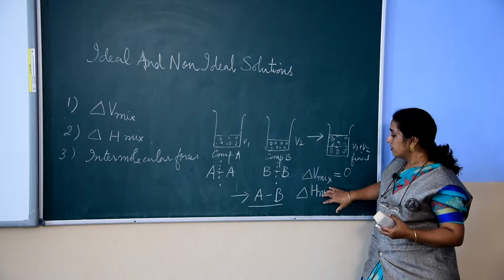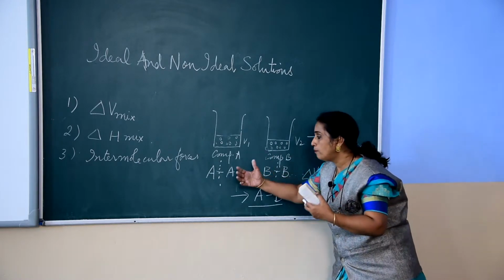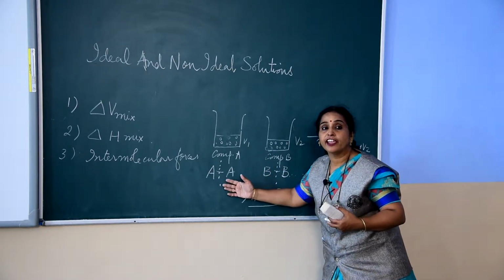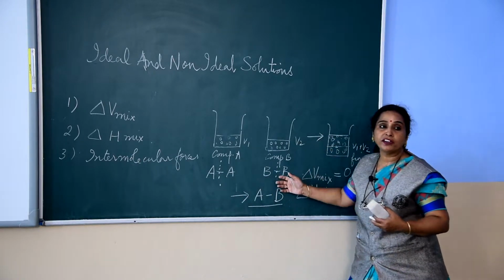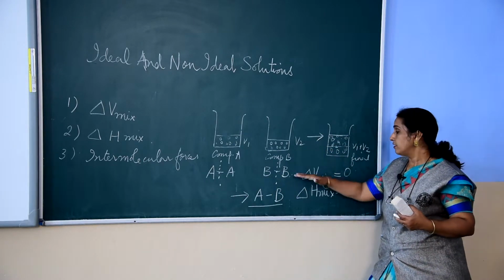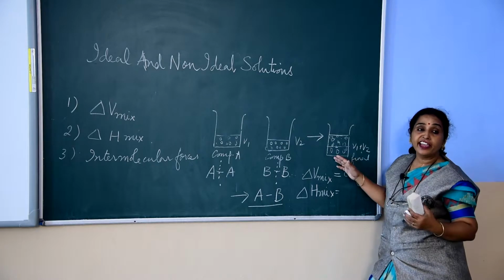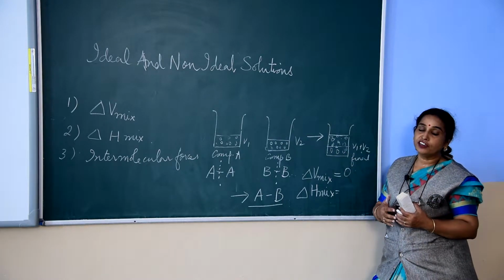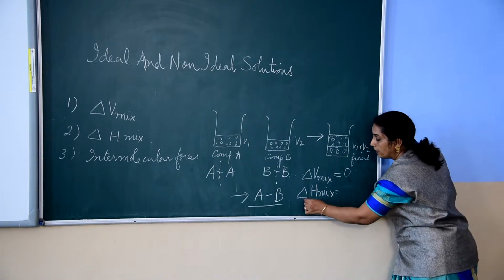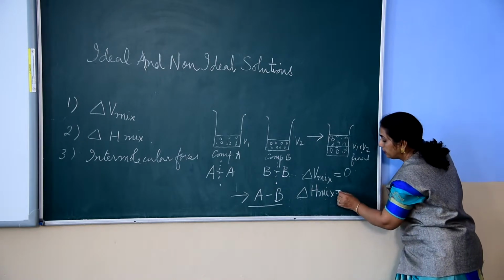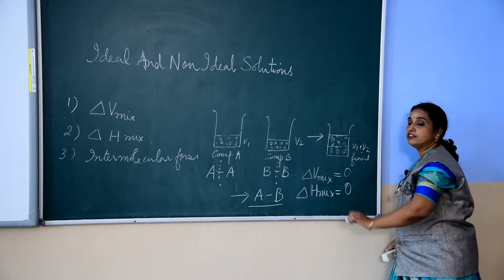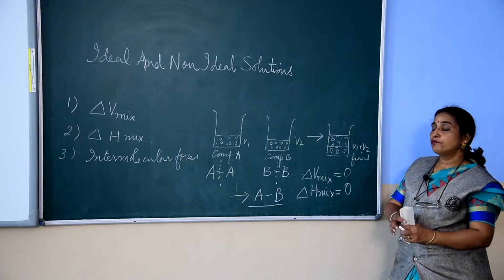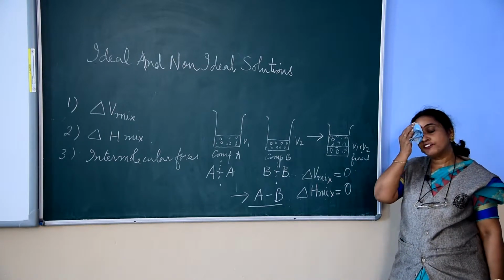So, in this case, if the energy absorbed during the breakage of AA components and BB particles is the same as the energy of A and B after forming the solution, then the solution will have no change in enthalpy, delta H is said to be 0. That means, what have we learned so far?